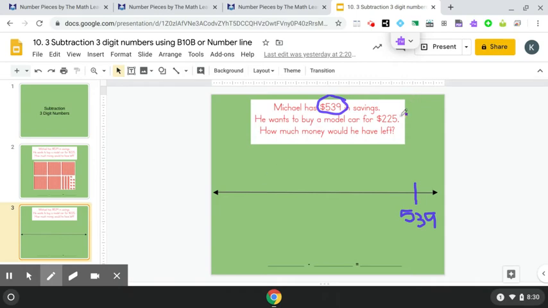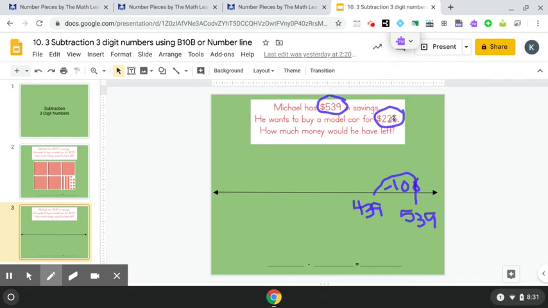And again, in looking at the number that we have to take away, we're spending $225. So just like we did with the base 10 blocks where we crossed off 200, we can make two jumps of 100. We'll take away 100, and if I take away 100, I end up where? The only place value that's going to change if I'm taking away 100 is the 100's place, and I would end up at 439 because I just did 100 less.